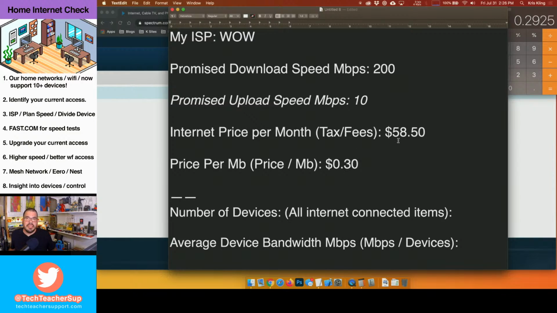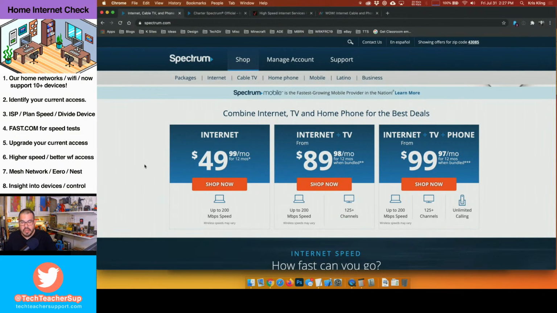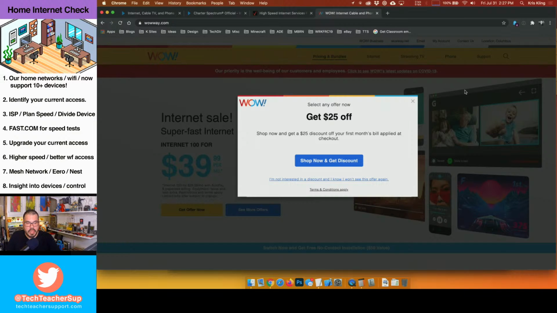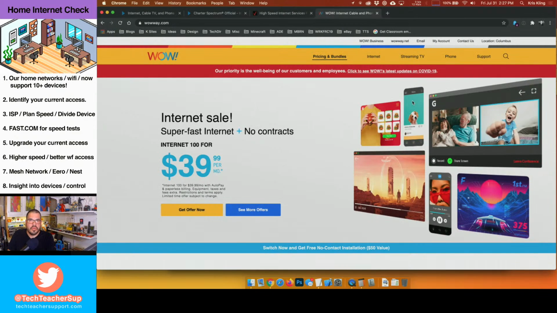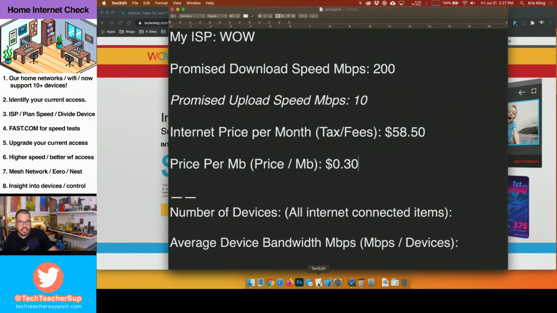Okay, so that's important because when you go and you say, I'm paying a lot of money for not very much internet, I got a flyer in the mail for WOW that offers much faster internet for less money. And so you can start to compare when you know how much you pay. And this is just an easy way to figure out what you're paying per megabit.